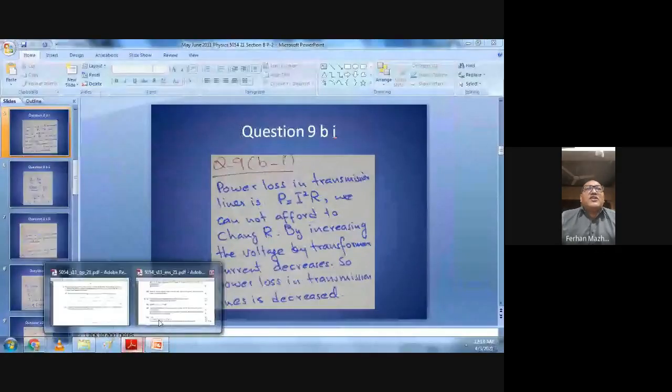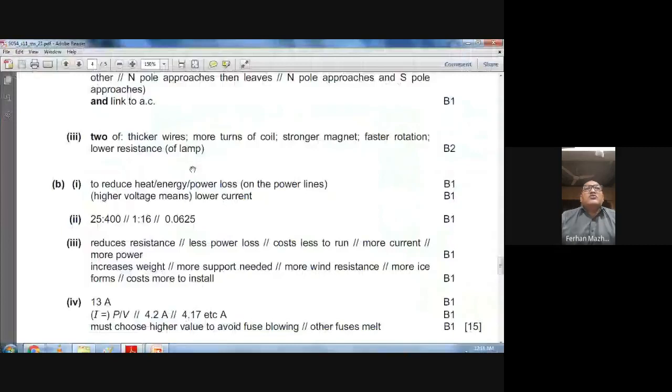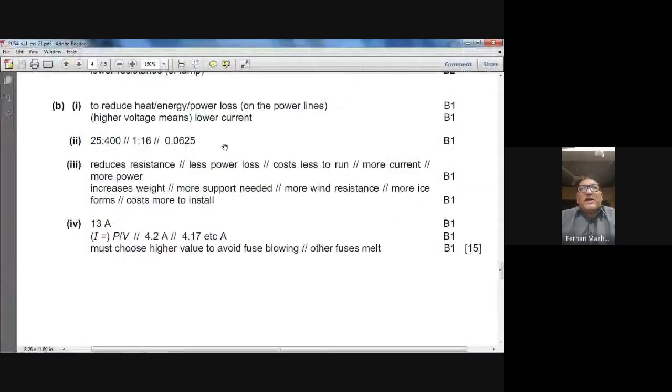Marking scheme says: to reduce heat or energy or power loss on the power lines. Higher voltage means lower current. 1 mark for telling that the power loss will be reduced, and 1 mark is for telling that when the voltage is high, the current will be low when you use the transformer.